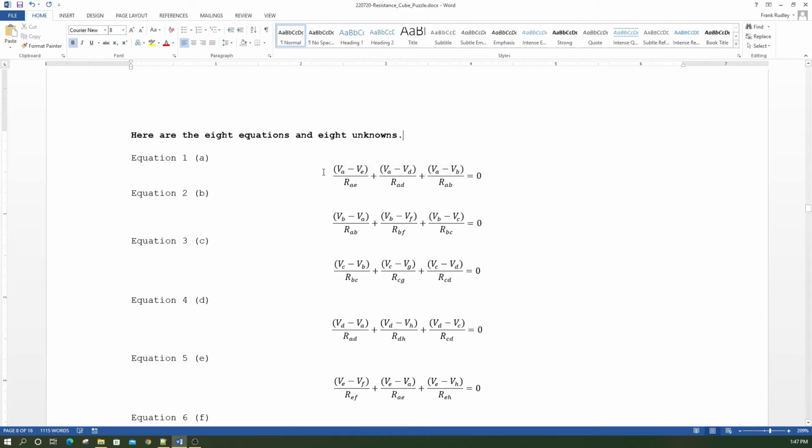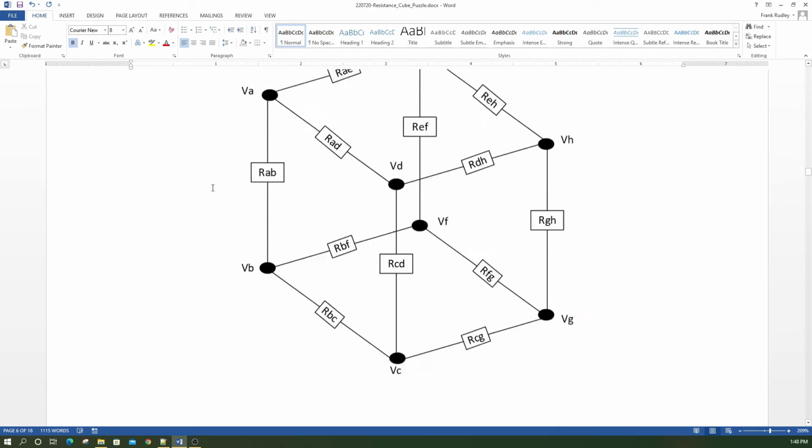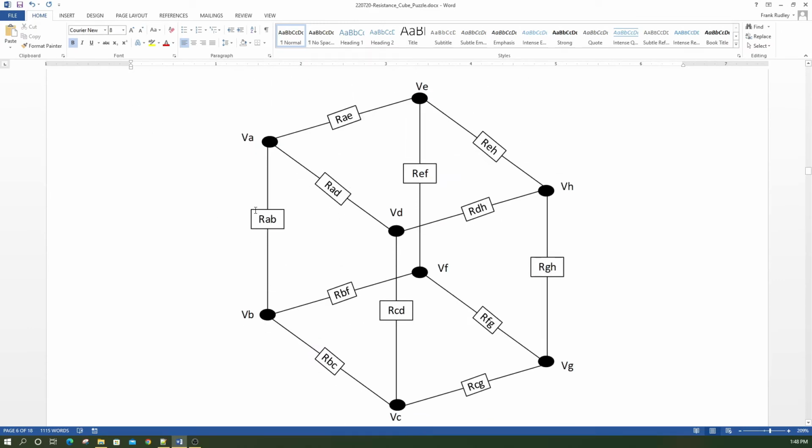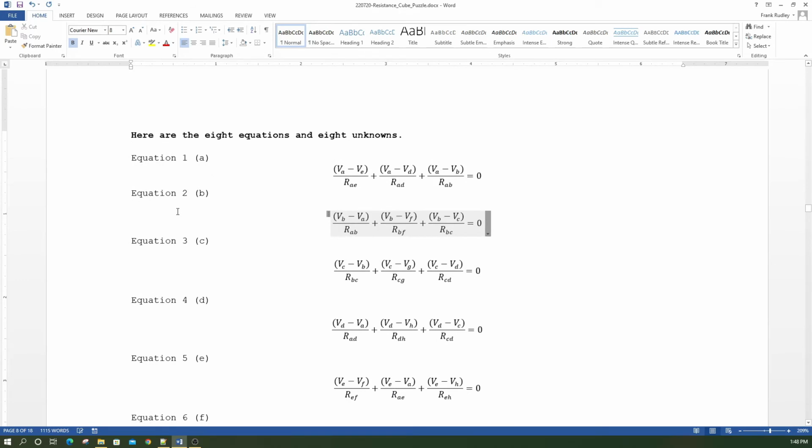For equation 1, we did that one. Likewise, equation 2, you have to look at the cube here. I'm not going to go through all these examples, but for B, it's going to be VB minus VA over RAB, VB minus VC over RBC, and VB minus VF over RBF. So this is equation 2 for node B. This is node A.